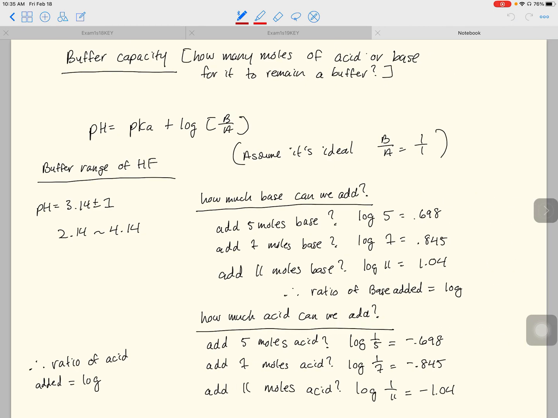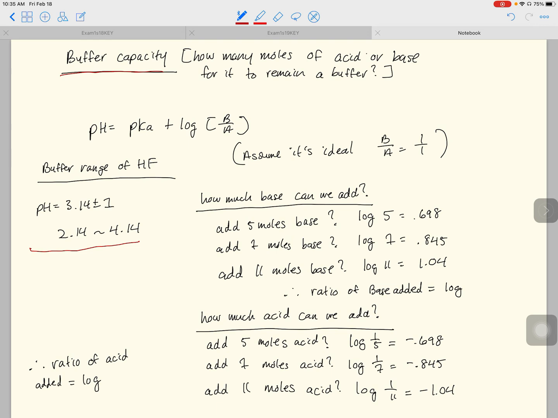And the last topic for this overview is buffer capacity. I think it gets kind of confusing, but I think just having a general idea will help you. Buffer capacity is how many moles of acid or base I can add for it to remain a buffer. We're going to use the buffer range of HF from a previous example, and we just want the buffer range to be between 2.14 and 4.14.